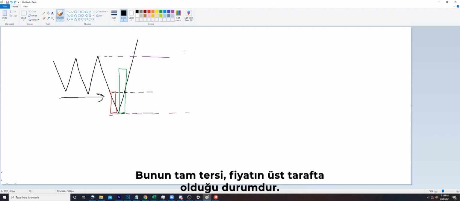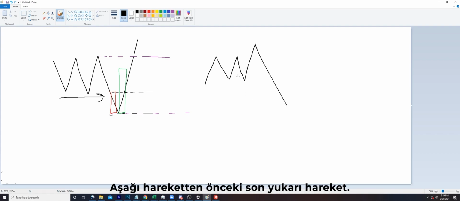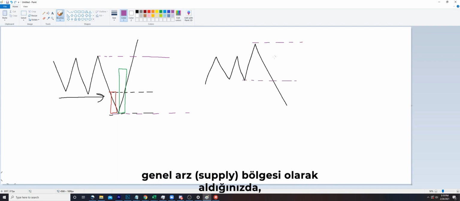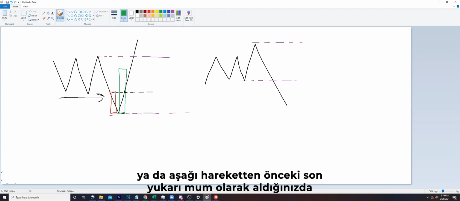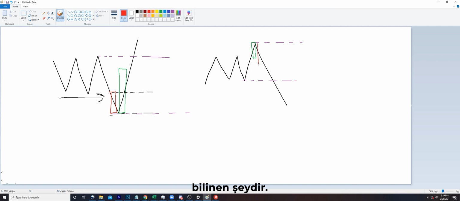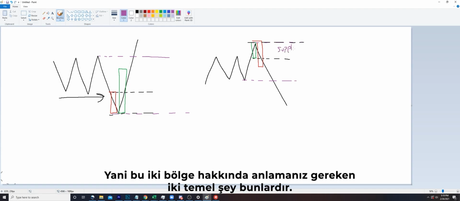Now, the opposite of that is when you have price on the top side, right? The move against price, right? The last up move before the down move. And that is what is known as, whether you take the rather large portion as the overall supply zone, or if you take the last up candle before the down move, which, again, if you use the open to the top, is your supply zone. So these are the two main things you need to understand about these two zones.